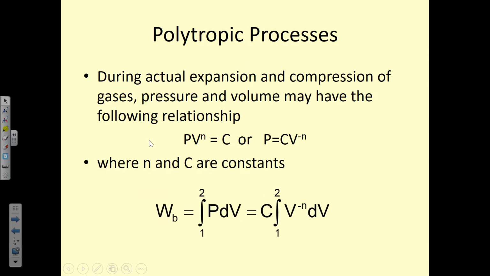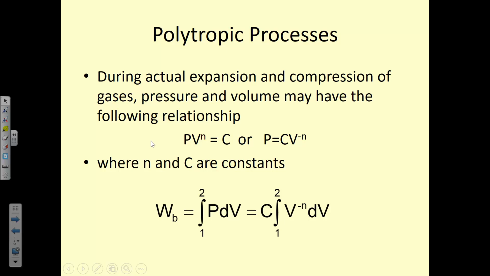In some cases, we have a functional relationship between pressure and volume that follows this polytropic relationship, where P times V to the n is equal to some constant, okay? And so we can rewrite that equation in terms of pressure and put it into our integral. So pressure is equal to C times V to the negative n. This constant varies depending on what type of fluid we're working with and in some cases what type of process.